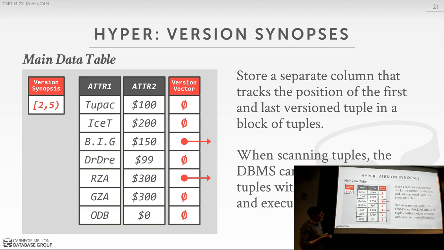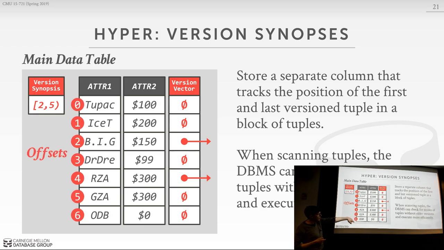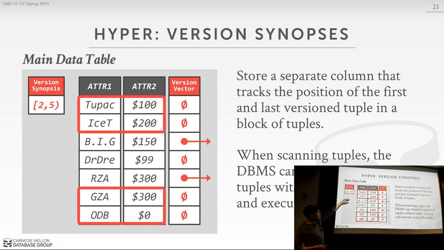So what they do is they add this additional column, this additional metadata, to keep track of which portions of a block of data, I think they store 1024 tuples per block, which offsets within the block have a version pointer that's set to null or not. So my version synopsis for this block here is 2 to 5. If I treat all of these locations as just offsets, then this is saying that outside this boundary of 2 to 5, so 0 to 1 and 5 to 6, the version synopsis is a stride of 2 tuples for both of these, where the version vector pointer is 0.